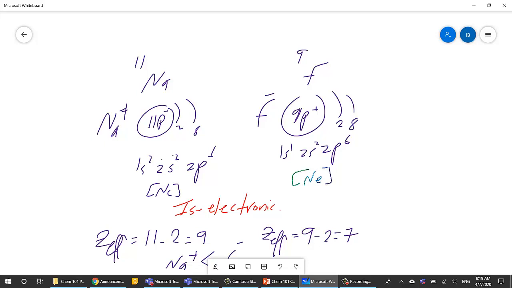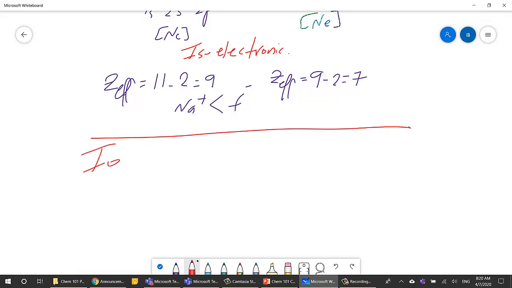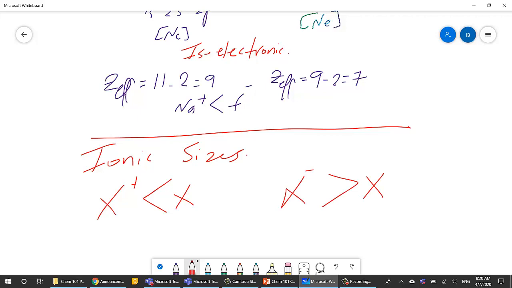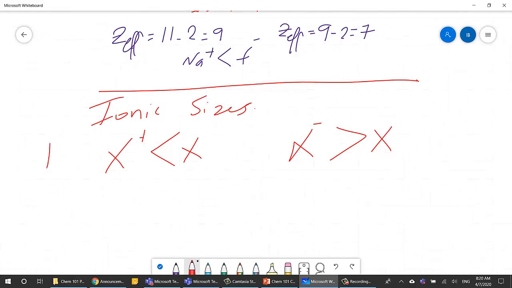So we have 3 rules here when you compare the size of the ions, and I'm going to summarize these rules in order for you not to get confused. So ionic sizes. This is very important: X+ is always smaller than X, and X minus is bigger than X. I wish that you understand what I'm talking about here. The cation is smaller than the neutral atom, and the anion is always bigger. Rule number 2 is that you can only do comparison for isoelectronic elements.